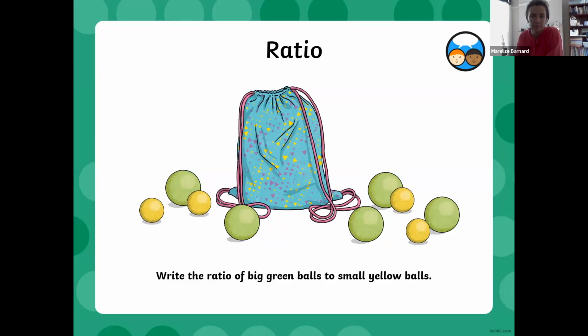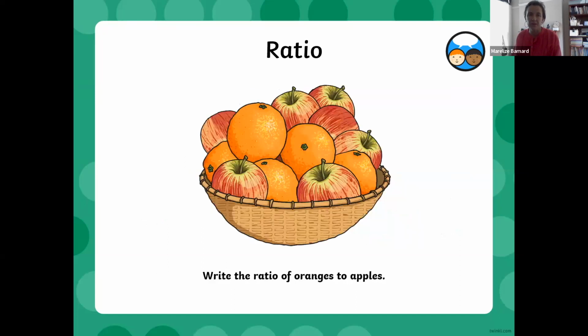Okay, so remember, however many there are of the first quantity. The sentence says the ratio of green balls to small yellow balls. So that means we must put the green number first. So 1, 2, 3, 4, 5, and then the yellow is 4. So the ratio is 5 to 4. Okay, 5 to 4. There we go.